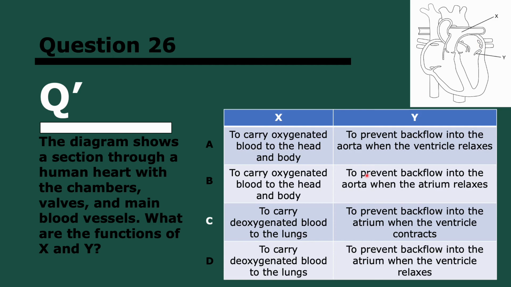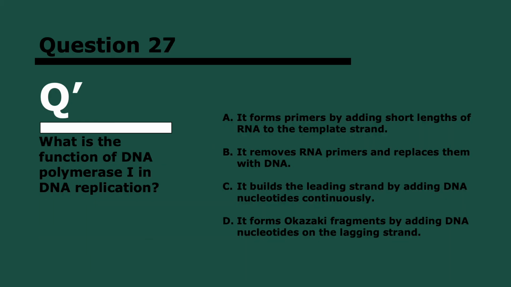And then X, okay, so it's the right side of the heart. So it carries deoxygenated blood to the lungs. And then again, that returns oxygenated, then goes to the organs, then comes back deoxygenated, and then the cycle repeats. Okay. All right, so next question.